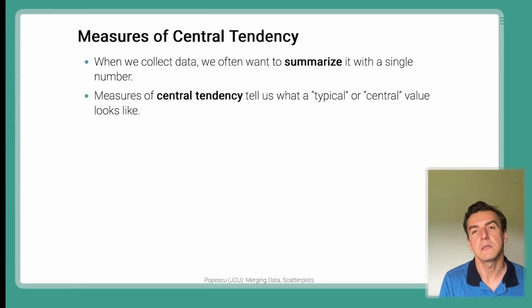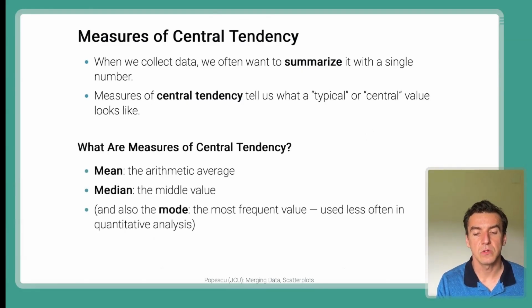Okay, some quick statistical concepts. When we collect data, we often want to first summarize it, so we want to get a better understanding of what kind of data we're working with. Measures of central tendency are types of measures that help us understand our data better by telling us what a typical or central value looks like. Typical measures of central tendency include mean, median, but also mode. The mean is really the arithmetic mean, the median is really the middle value, and the mode is the most frequent value.